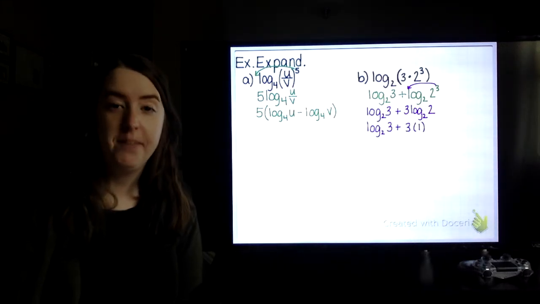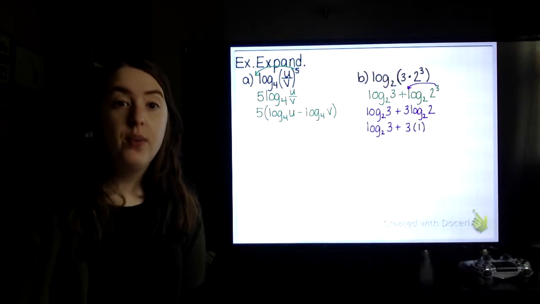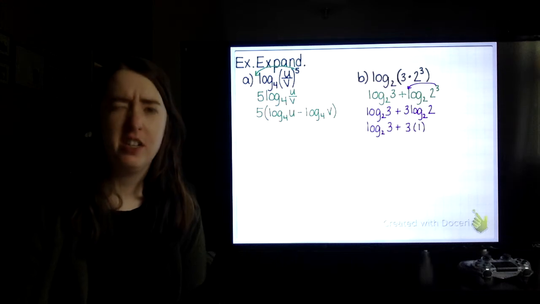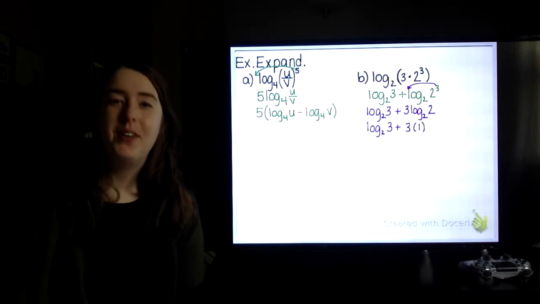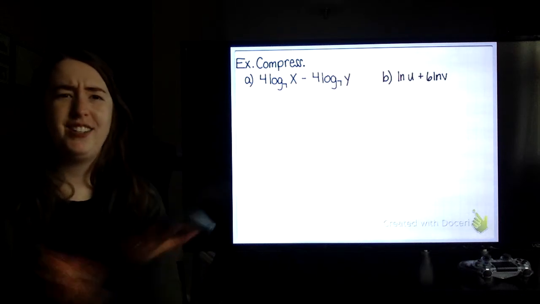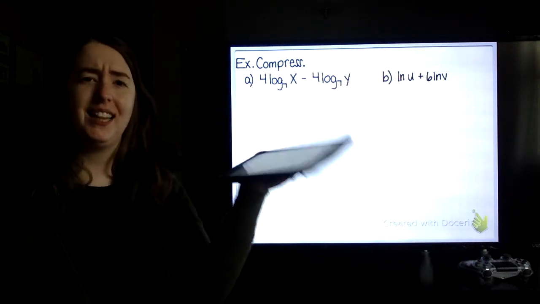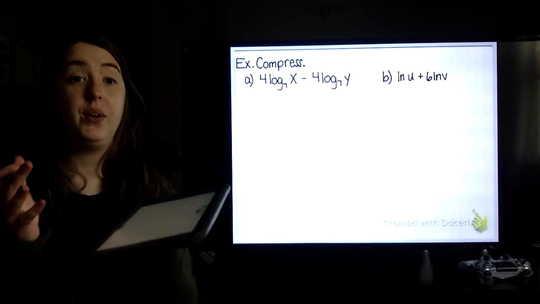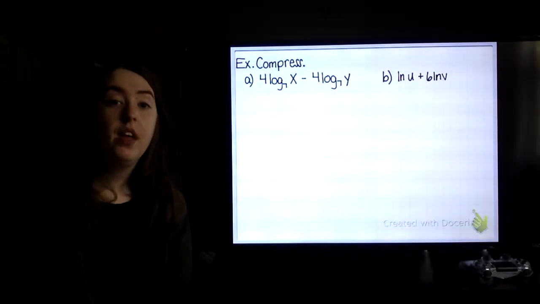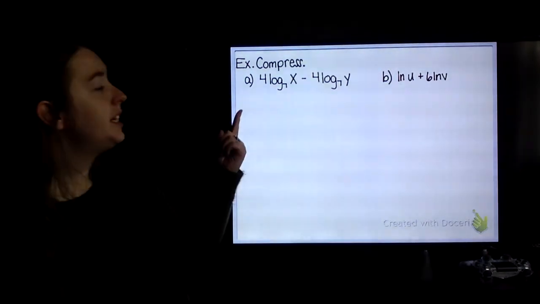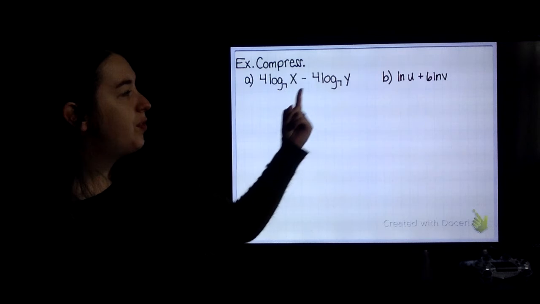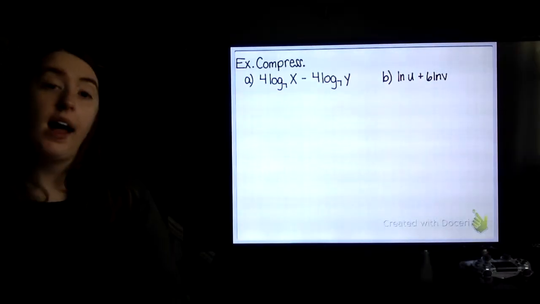So now that we've expanded those, we're going to go through and compress them now. This can be really helpful when you have big equations that are spread out and you have a lot going on. You can condense it all down into one log and it's a little bit easier to deal with. So right here we're going to compress 4 log base 7 of x plus 4 log base 7 of y.